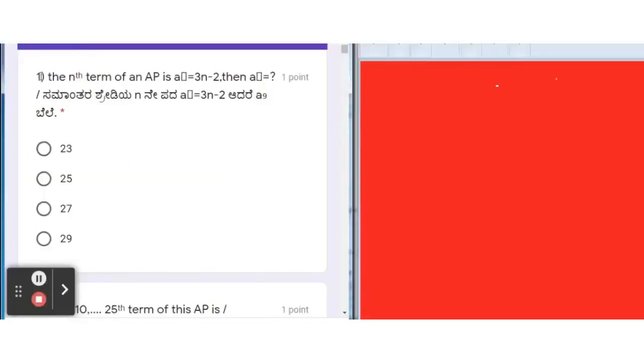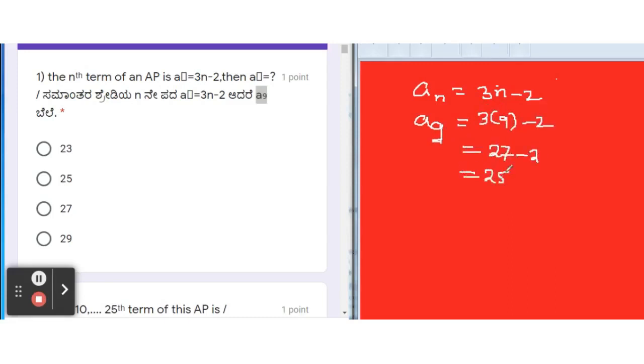Last question. Questions 1 to 5 are from the arithmetic progression chapter. The nth term of an AP, an, is 3n minus 2. Find the value of a9. They're asking to find the value of a9. So given an is 3n minus 2, students, and they're asking to find what? a9. Simple. We have to replace the value of n with 9 because they are asking to find the ninth term. So 3 into 9 minus 2. 3 nines are 27. 27 minus 2 is 25. The correct option for this question is 25.